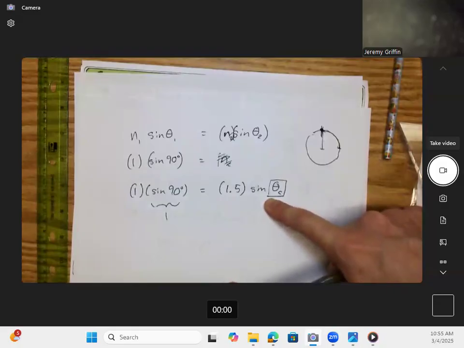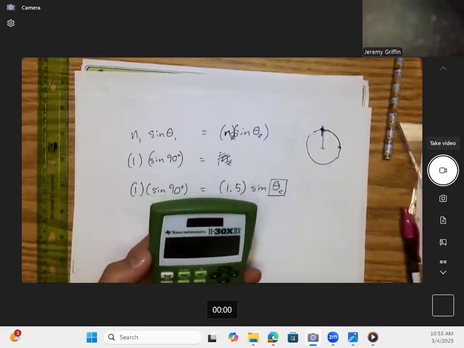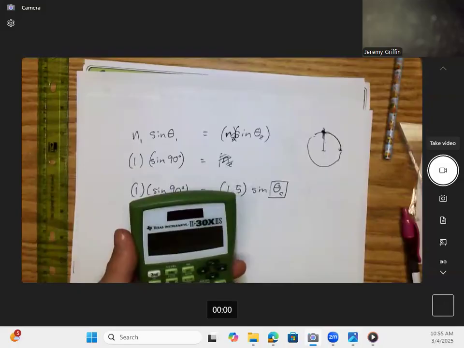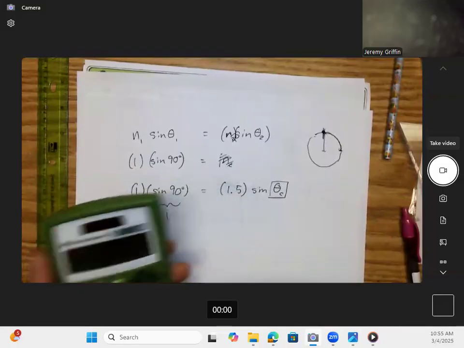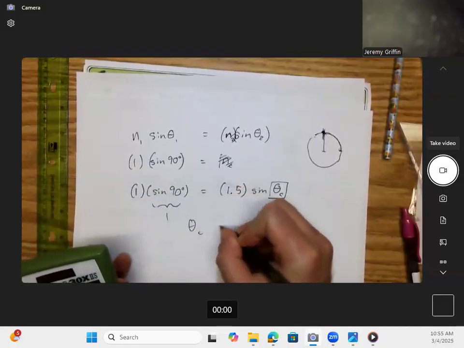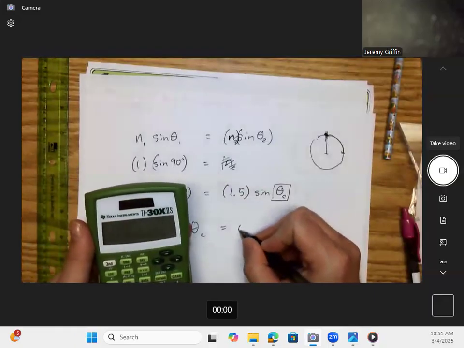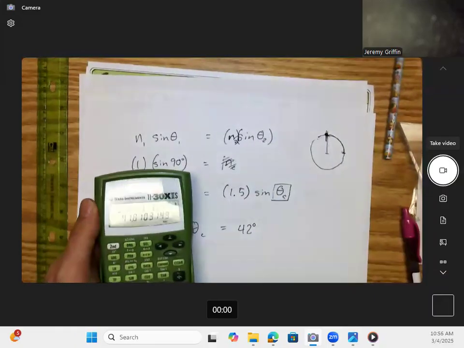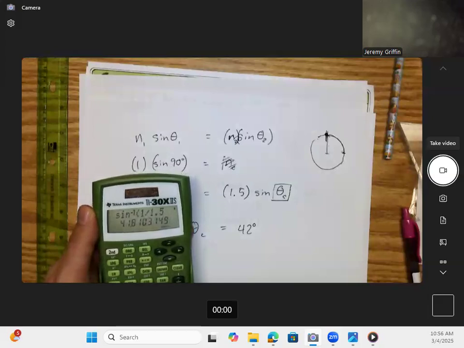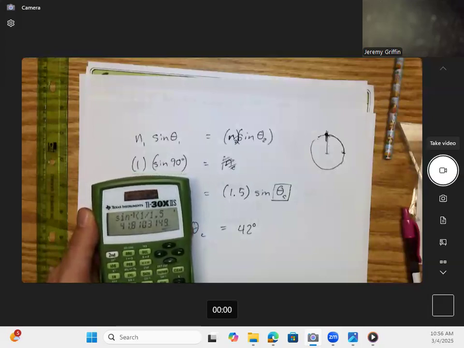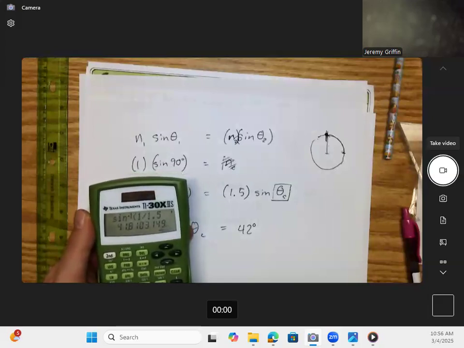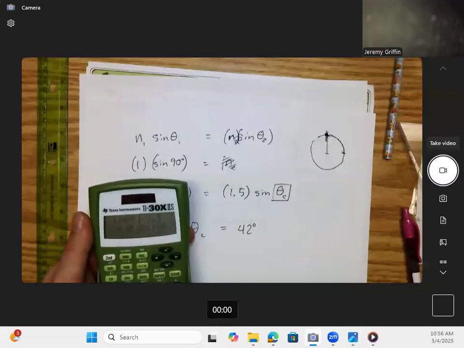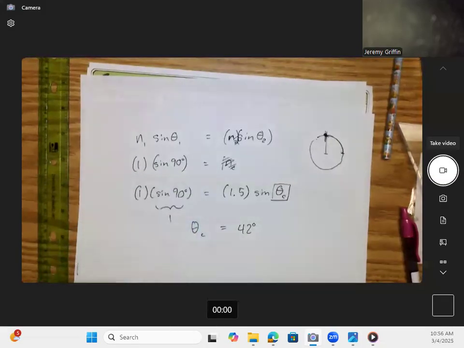Inverse sine. So I'm going to do inverse sine of 1 divided by 1.5. I'm getting critical angle is, oh, look what it is. It's 42 degrees. Exactly. Like you guys saw in the video, empirically, it was also 42 degrees, wasn't it? Look at that. So there's 2 different ways to get the critical angle. You guys got that? Okay, are we good?